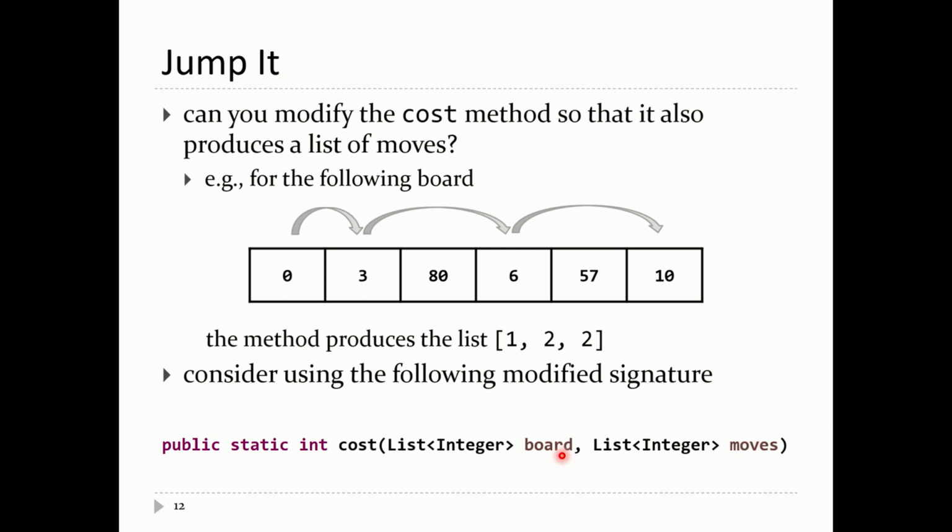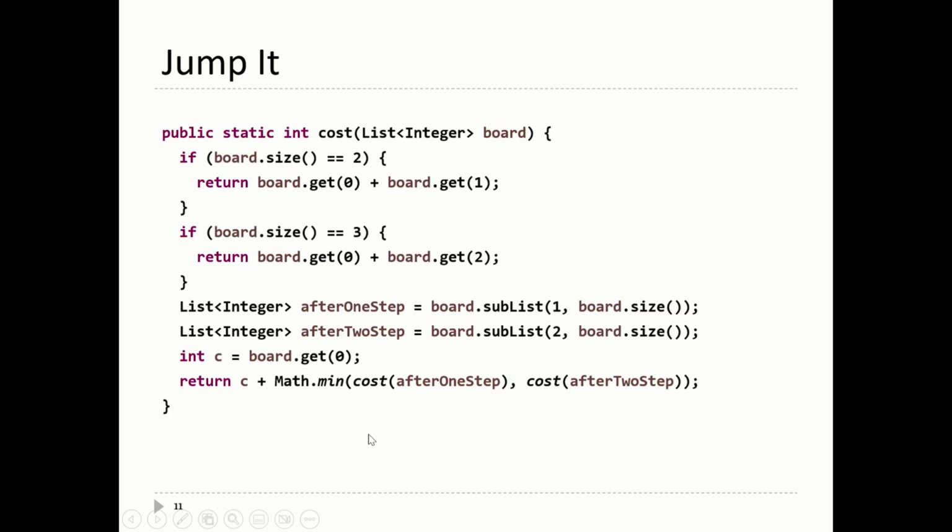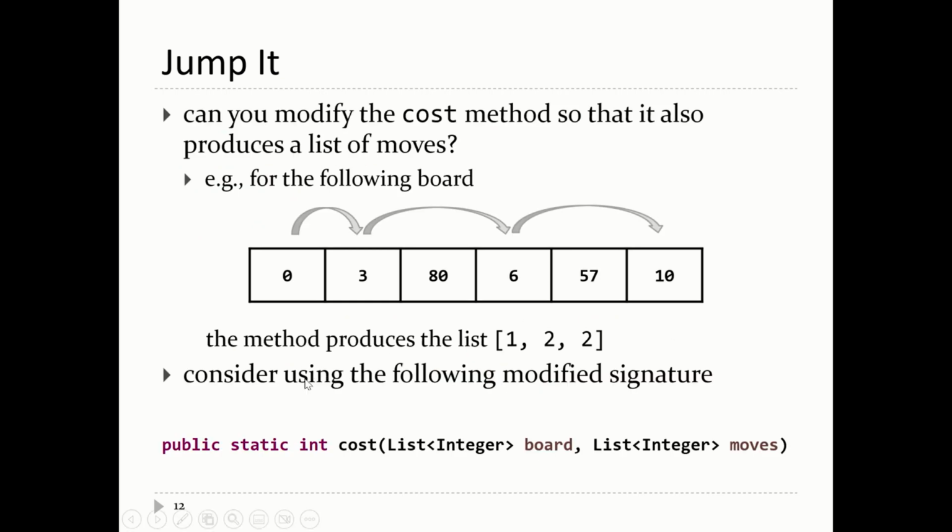It never modifies the incoming board. So there's nothing in the method here that changes the actual board. There's no set, remove, or add in this method. So the board never changes, which is nice. You shouldn't change the caller's board to compute the cost. So I'm not going to show you the answer to this. I'm going to leave that as an exercise for the student.